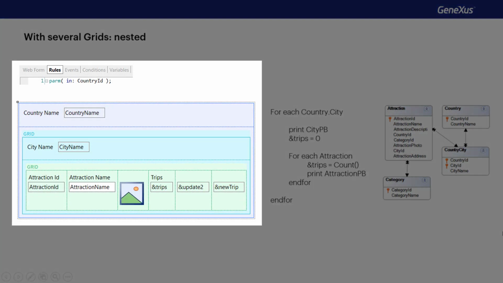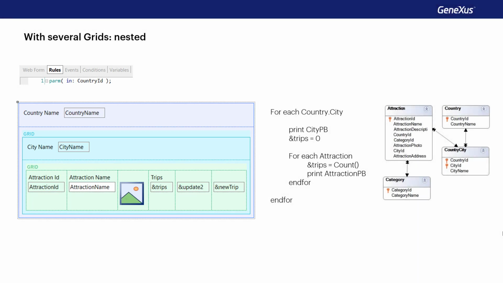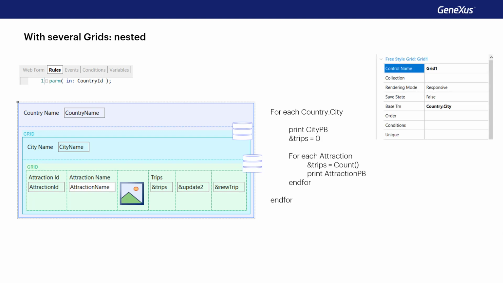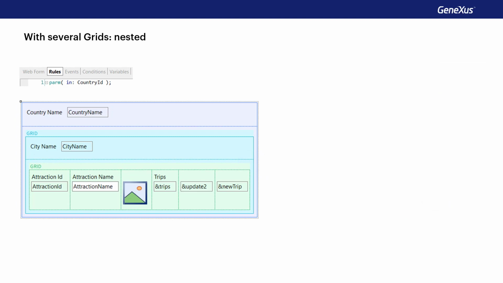But, like always, there are two options: implementing each grid with or without a base table. When you implement both grids with base table, which is the way to work less, you'll be establishing the country.city base transaction for the first grid and attraction for the second one. In any case, the refresh event of grid 1, the external one, will take place first, followed by that grid's load event n once or n times, depending on whether the grid has its base table or not.